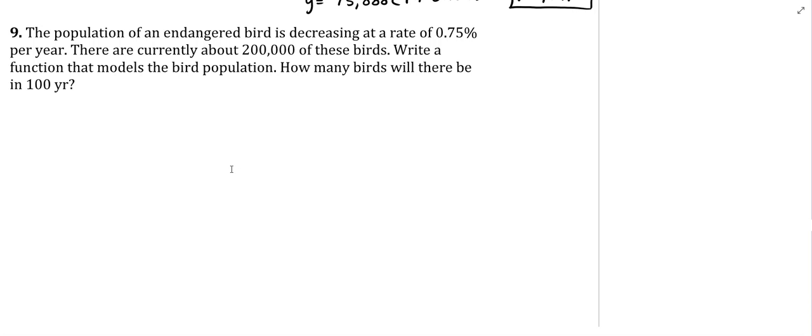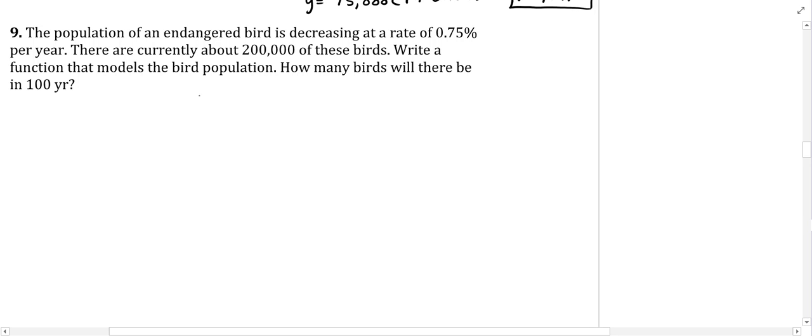The population of an endangered bird is decreasing at a rate of 0.75% per year. There are currently about 200,000 of these birds. Write a function that models the bird population. How many birds will there be in 100 years? Well, if it's decreasing, that's kind of dangerous. Climate change, we need to be more aware of these things.